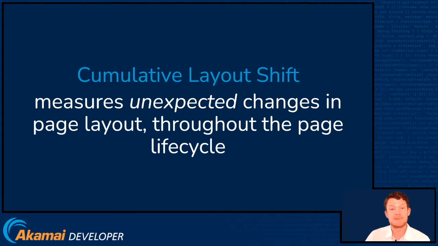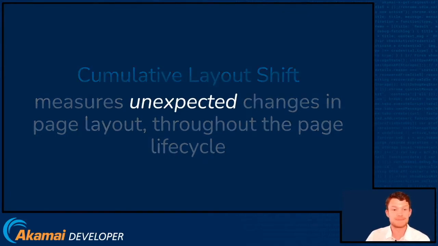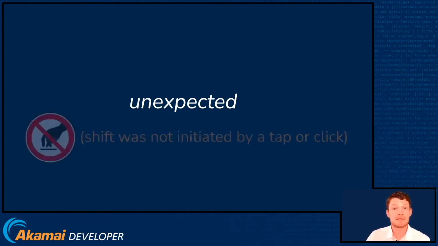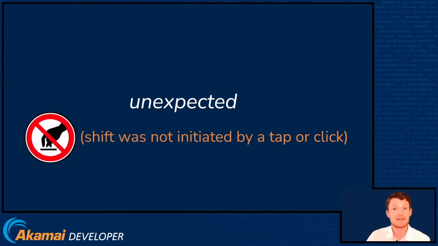So, CLS measures unexpected changes in page layout throughout the lifecycle. Let's talk about what unexpected means. So if you had a hamburger menu on your page, when a user taps the icon for the menu, they expect something to change. So if there is a layout shift, at that point, it's not a major issue. So an unexpected layout shift is defined as one that does not have a click, a tap, or a keyboard press immediately preceding it by half a second.